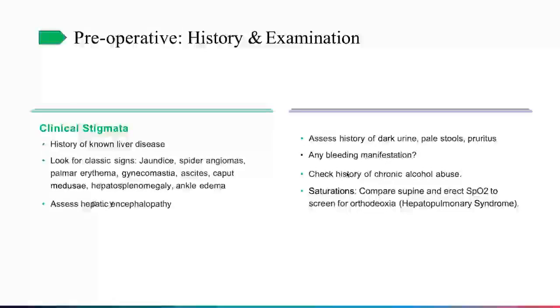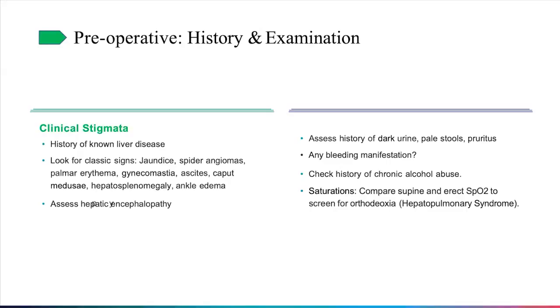So when you take the history, patient might tell that they have a known history of liver disease, or they may not. Then you can look for classical signs of liver disease, that is jaundice, spider angiomas, palmar erythema. Both spider angiomas and palmar erythema, unfortunately, we will not be able to see in our population. And gynecomastia, ascites, caput medusae, hepatosplenomegaly, and ankle edema. So these features suggest presence of liver disease. And you have to assess the degree of hepatic encephalopathy.